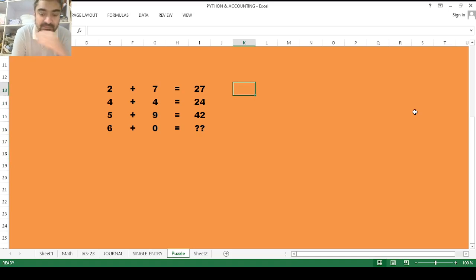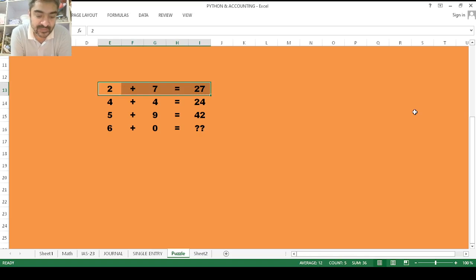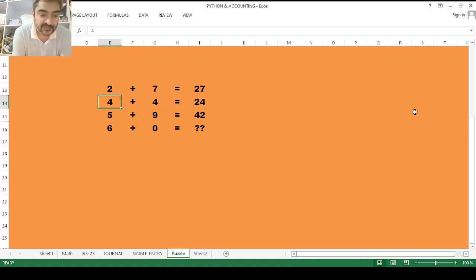Now look at the first equation. 2 plus 7 is equal to 27. From here it cannot be certain what the pattern is. We need to go to the second equation. You can see here 4 plus 4 is equal to 24. The intelligent people can identify the pattern from the second equation. I'll write it here for you.